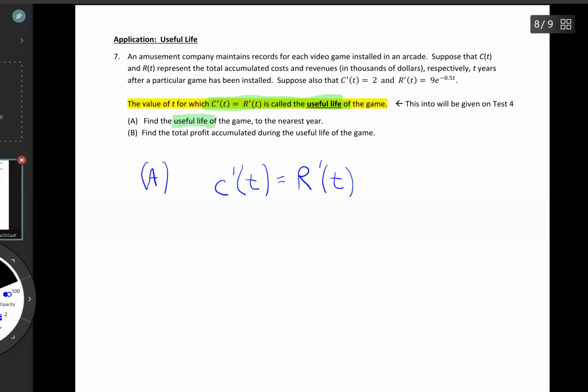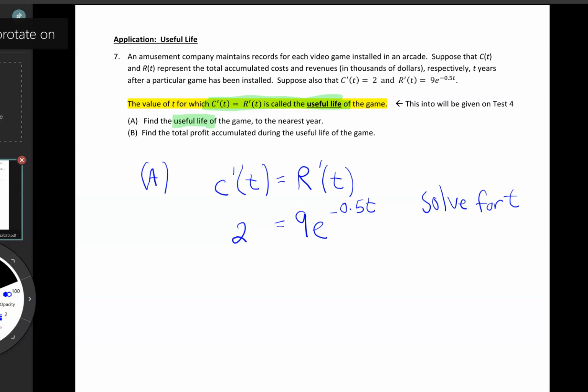Okay. So my marginal cost was a 2. My marginal revenue is this guy. And the useful life is how long it's useful for, how long it's worth keeping, right? So I need to find T. So I need to solve for T. We're just going to do some algebra to solve for T here. This is not calculus. No calculus is happening right now. Absolutely no calculus. This is algebra.